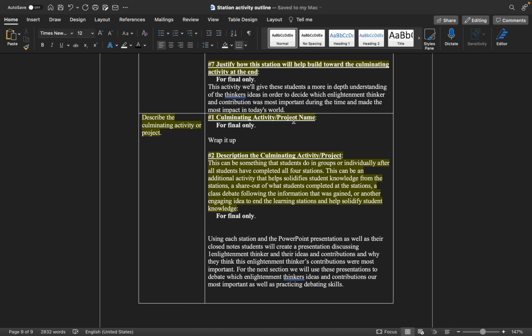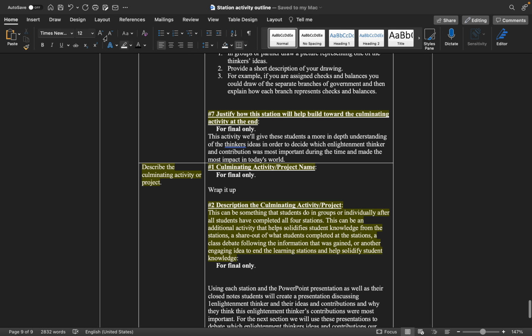And then in the next unit, we'll use that to debate. For example, if I did Montesquieu and someone else did John Locke, I could partner those 2 together, and then they'll debate their contributions and ideas and which one they think is more important. So again, that will help them be able to match an Enlightenment thinker and their ideas, and also practice their debating skills. And that was my entire assignment.